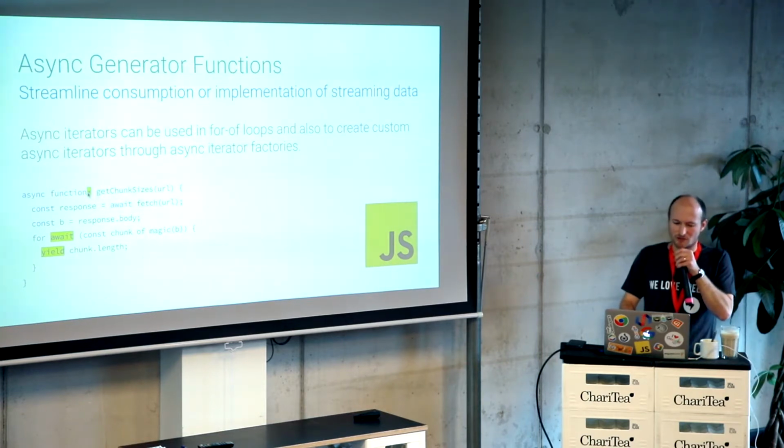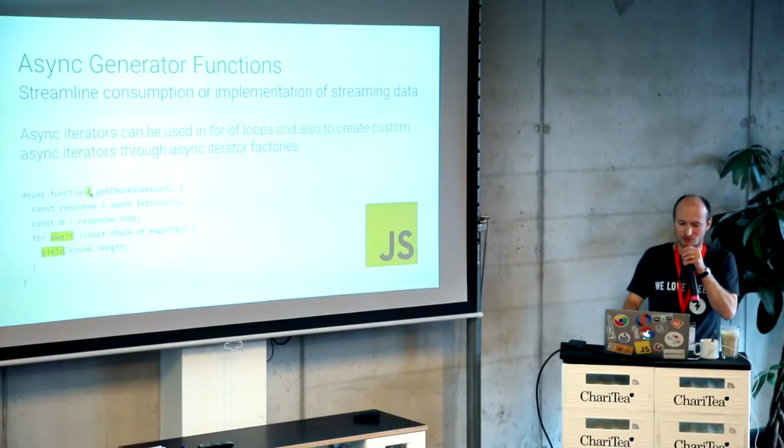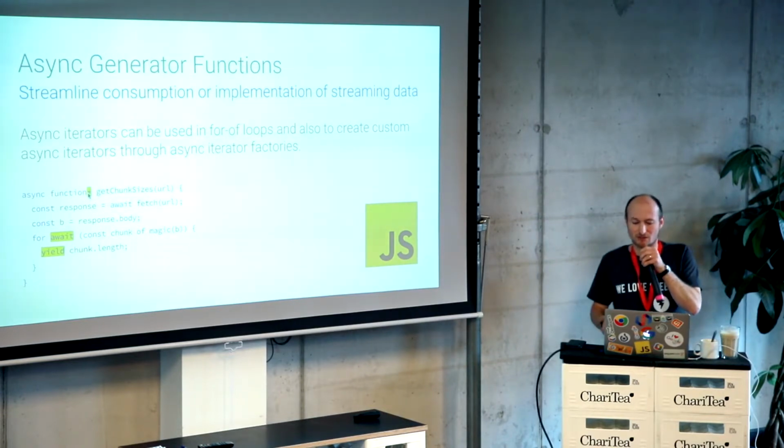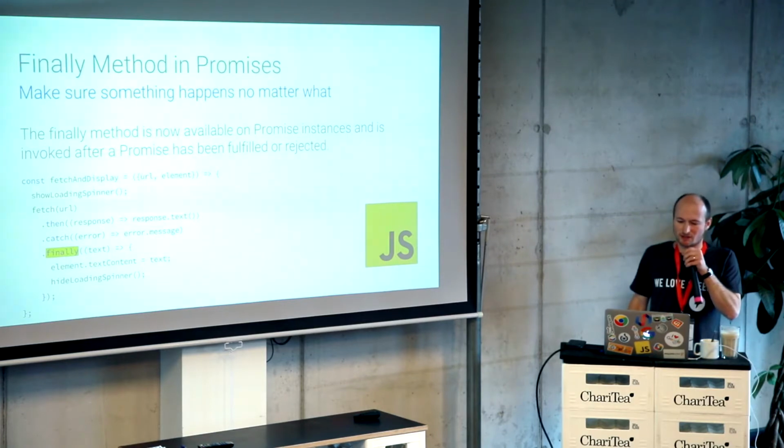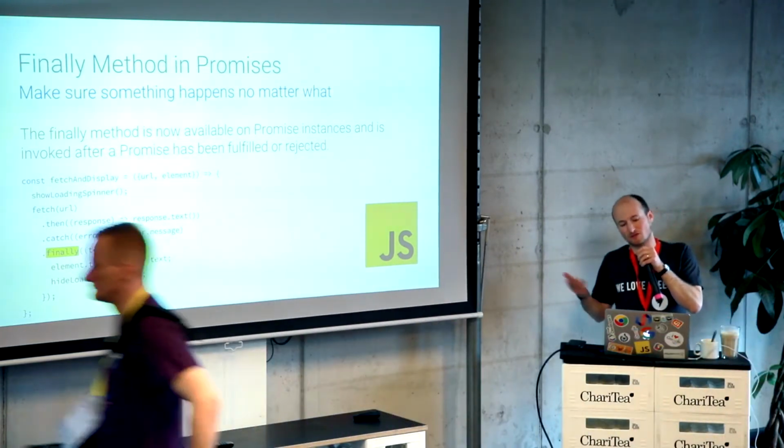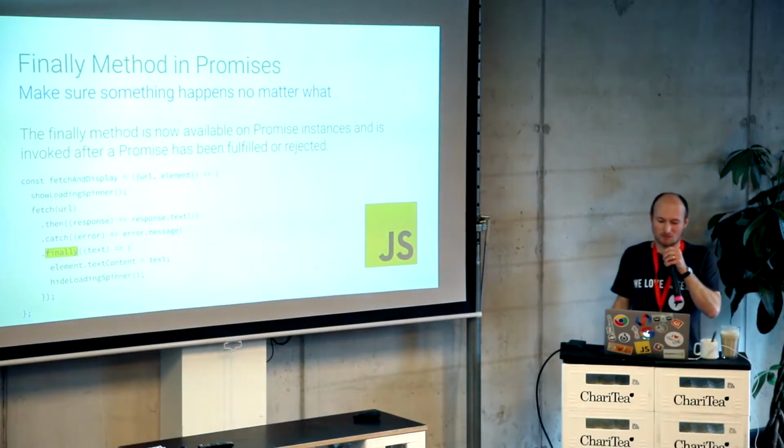And something you probably didn't notice at the first moment was this async function star. So this little star here makes this a generator function. Very exciting new JavaScript feature. And the final thing that is new is finally in promises.